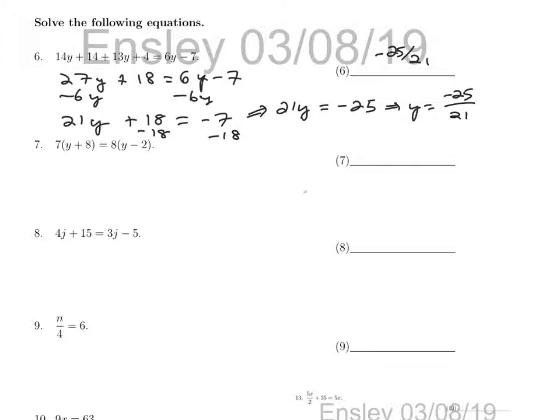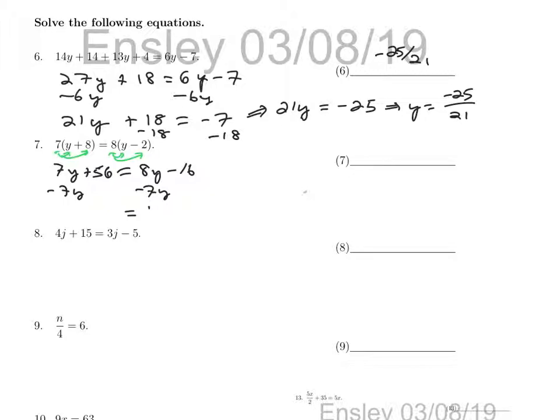In problem 7, we have to be careful that we're simplifying each side correctly. So don't forget our distributive property. Multiply the 7 times both things. Multiply the 8 times both things. Again, up to me how I subtract. So I'm going to subtract 7y from both sides because 8 minus 7 is positive and the other way around is negative. So this will help me not have negative numbers in front of my y's.